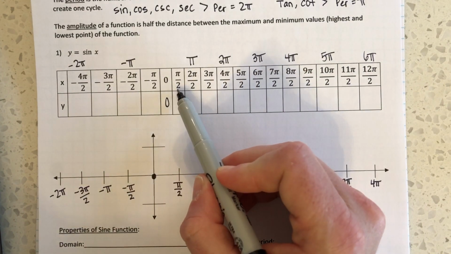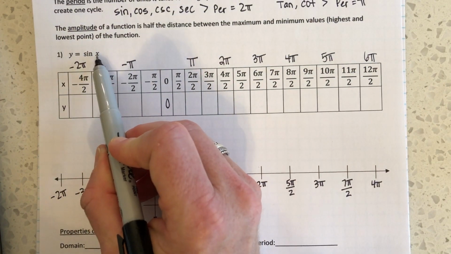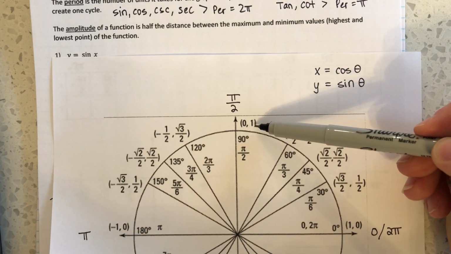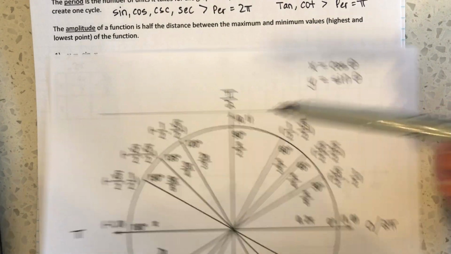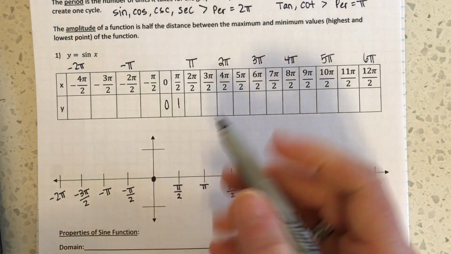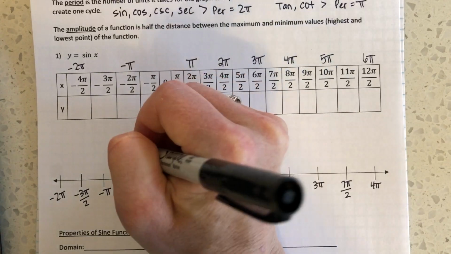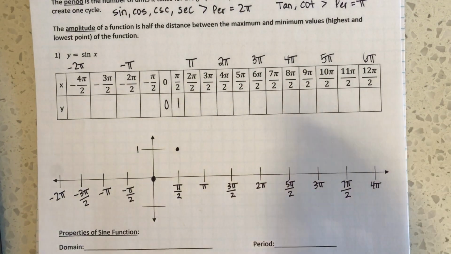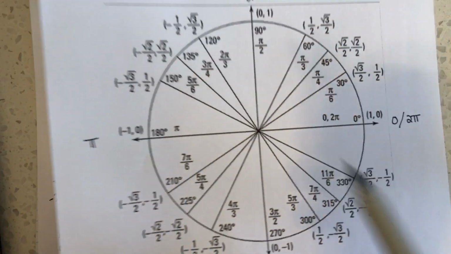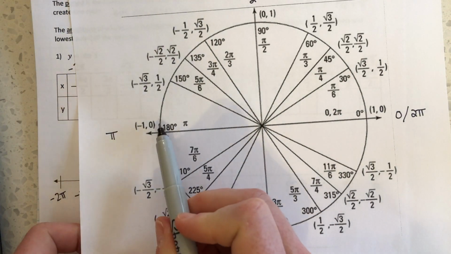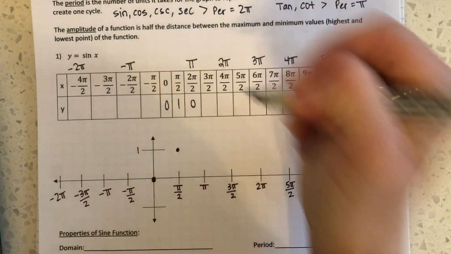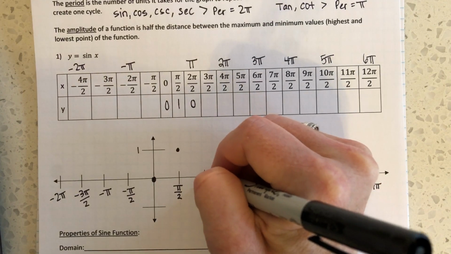All right, now we're going to plug in pi over 2. The sine of pi over 2 radians. Well, at pi over 2, the ratio, represented by the y-coordinate, is 1. So when an angle of pi over 2 radians goes in, a ratio of 1 comes out. Okay, now we're going to plug in pi. Pi radians, the sine of pi radians. Well, at pi radians, the y-coordinate is 0. So when pi radians goes in, a ratio of 0 comes out.